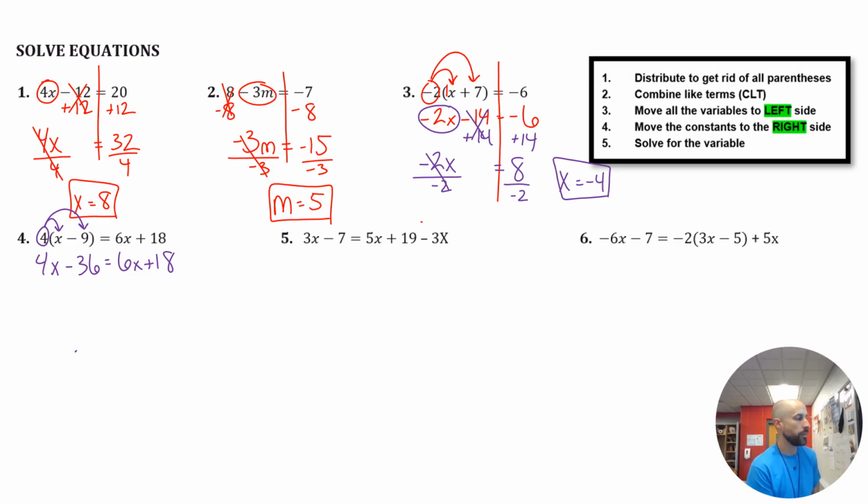And this time, there are no like terms on the same side, but you can see there are variables on both sides. So we are going to subtract 6x from both sides. Cancels out on the right. We get negative 2x on the left. And then at this point, our solving steps are 2-step equations, right? So we're going to add 36 to both sides.